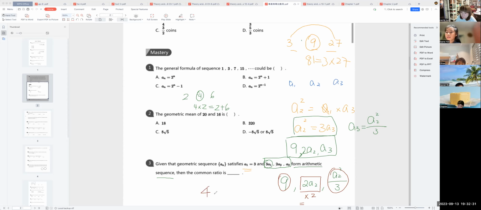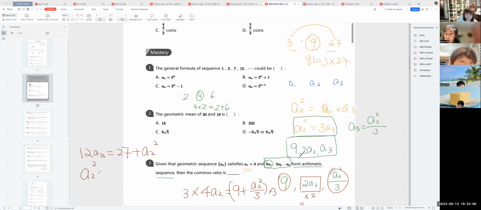So we have 4a2 equals 9 plus a2 squared over 3. I'm going to stop here. Do you understand, everybody here? So I'm going to times 3 for left side and right side. So it's 12a2 equals 27 plus a2 squared. Do you understand this part? So I'm going to put them together as a2 squared plus 27 minus 12a2 equals 0.